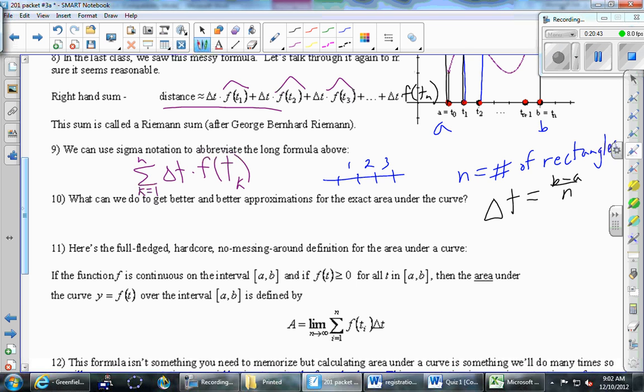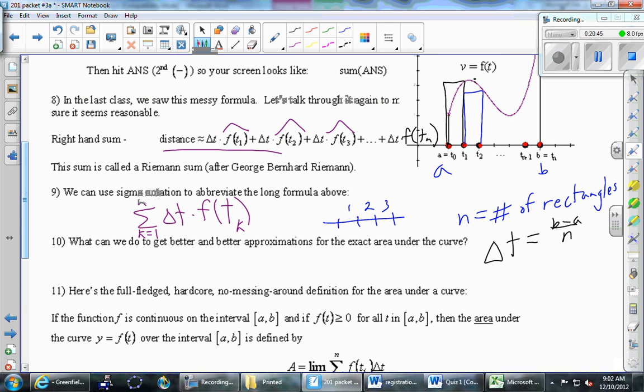I think that for me, the k equals 1 indicates that we're talking about the first rectangle. It's the one that's black in that picture. And then k equals 2 is the blue rectangle. And we're just, every rectangle has a number.